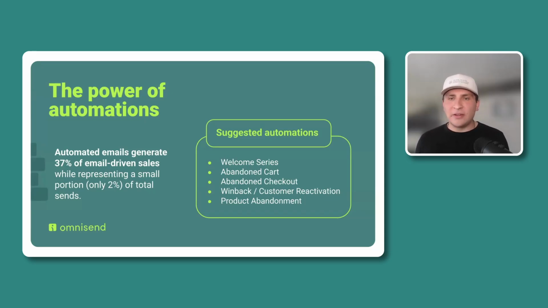And then product abandonment. So this is a cool one where, let's say I visit a landing page, but I never put it in cart. That data still feeds into Omnisend, and you can send a different thing on, hey, we saw you were looking at this. So those are the 5 I would recommend to kick off with.